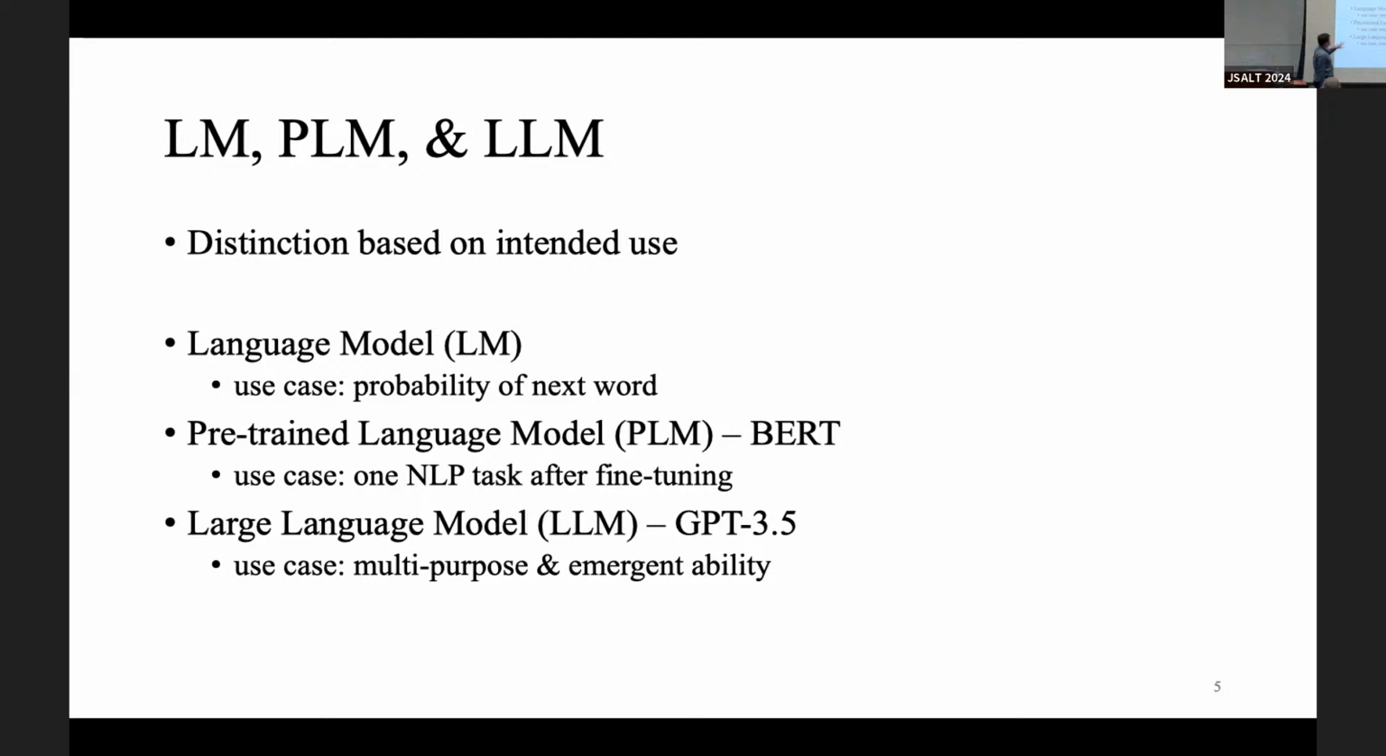So the idea is you train this model. After you're done training, you find the task that you care about, say sentiment analysis, then you fine-tune on that data, and then you have a sentiment analysis model. So the intended purpose is a single task, and that's what I call a pre-trained language model. And then finally, the large language model, something like GPT-3.5. The intended use is actually not defined beforehand. It's multi-purpose. You put this out, people can use it for anything, even things it's not trained on. That's the emergent part. So that's the distinction I'm going to make.